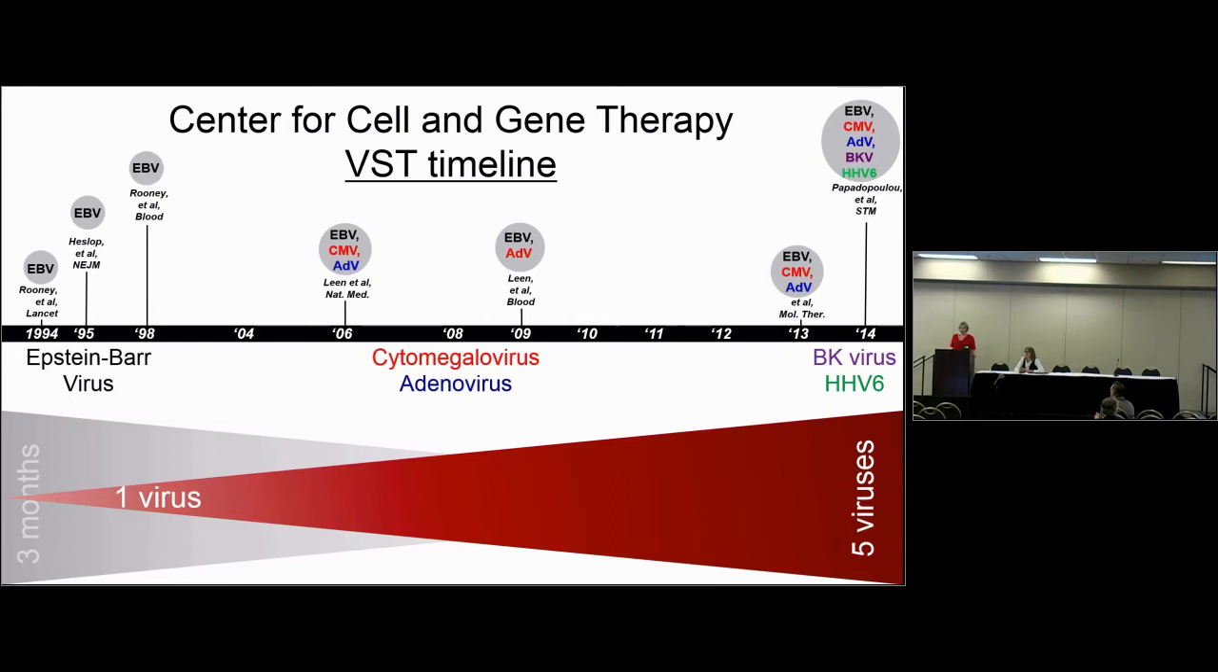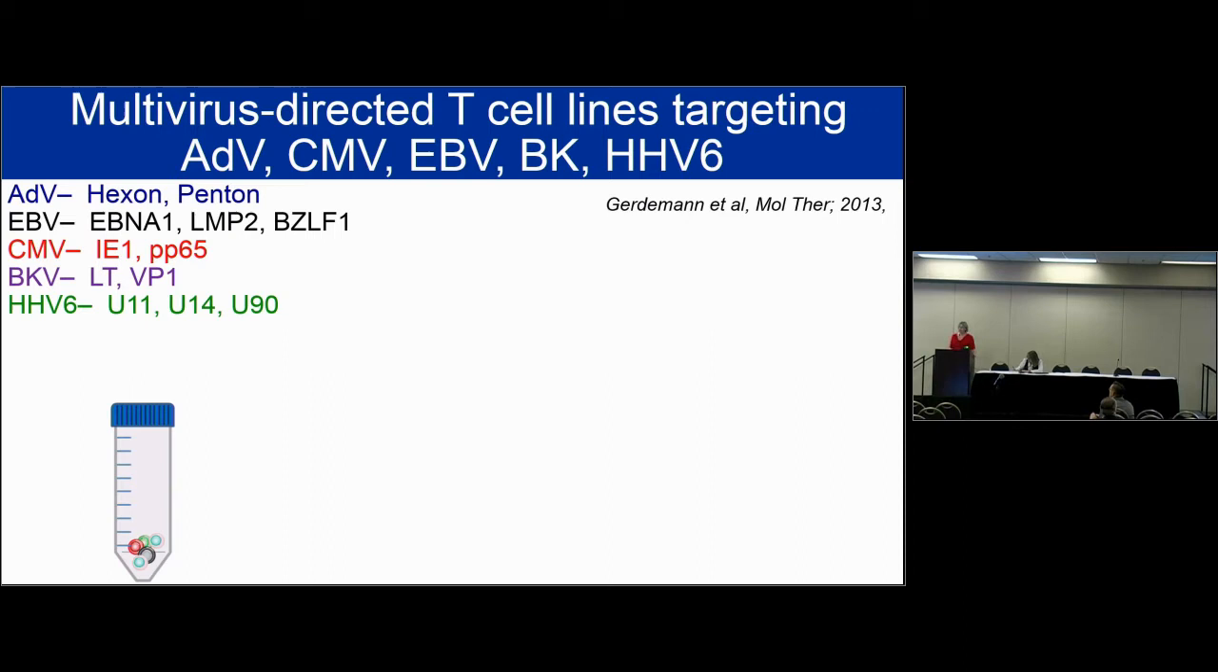And so I want to walk you through some of our recent results with our most recent product to make it to the clinic, which is our T-cell product targeting 5 viruses. So this is in clinical testing currently. We are generating T-cell products targeting adenovirus, EBV, CMV, BK virus, and HHV6.